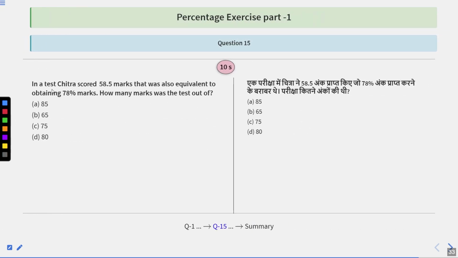Next, in a test, Chitra scored 58.5 marks. That was also equivalent to obtaining 78% marks. How many marks was the test out of? 85, 65, 75, or 80. These are the options.